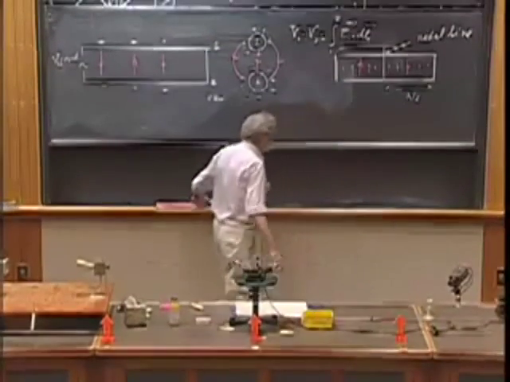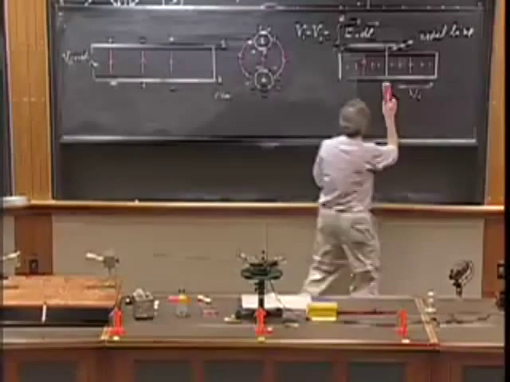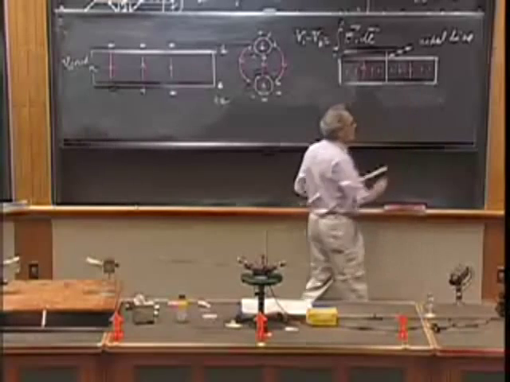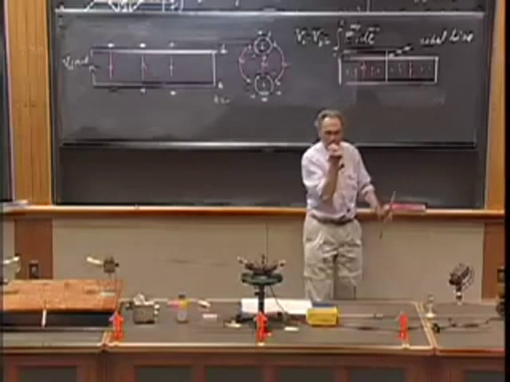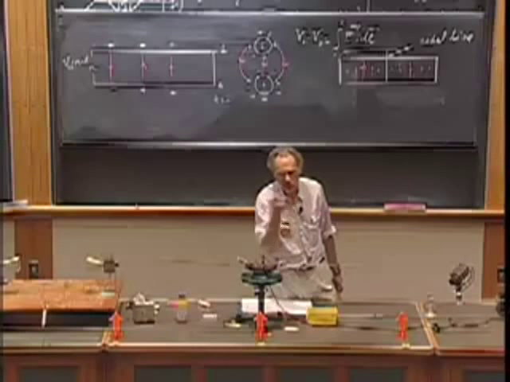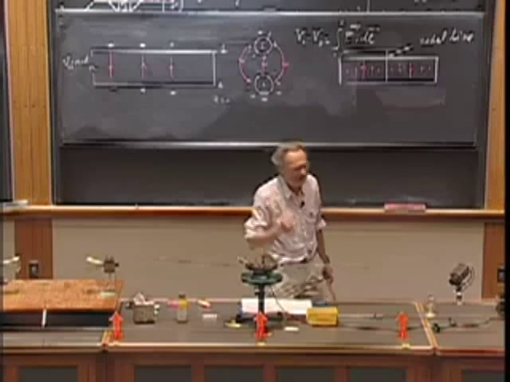Well, I hope you remember the experiments we did with strings. This is really the equivalent of the string whereby the end is attached. So you get a node there. Reflectivity is minus one. Mountain comes back as a valley.